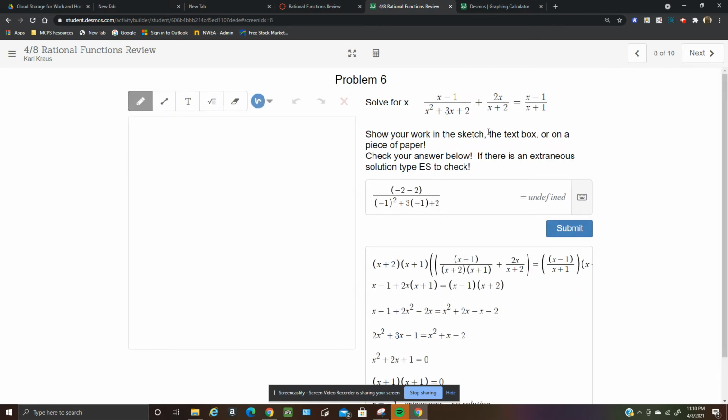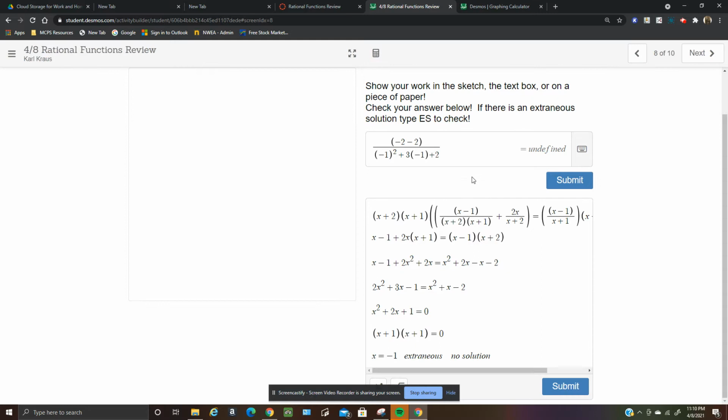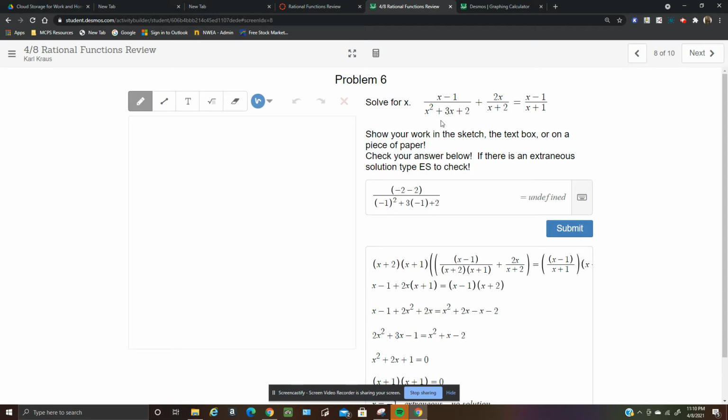Then problem 8, solve for x and show your work. Here I'm checking. This is undefined, so you get extraneous solutions. The first thing you need to do is factor this. The factors of 2 that give me a 3 are 2 and 1. And so looking at the denominators, the LCD is x plus 2 times x plus 1.